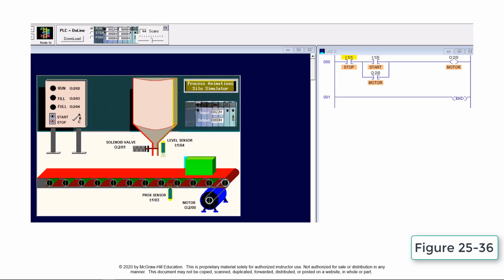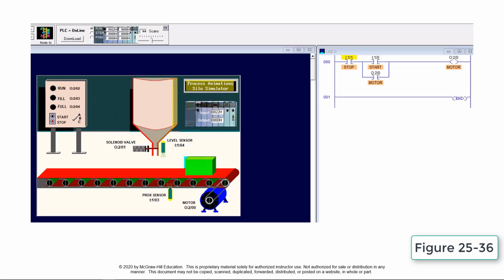The normally closed stop push button is closed, making the stop instruction true. Closing the start push button makes the start instruction true and establishes logical continuity of the rung. In turn, rung logic continuity makes the motor output instruction true and starts the motor running.